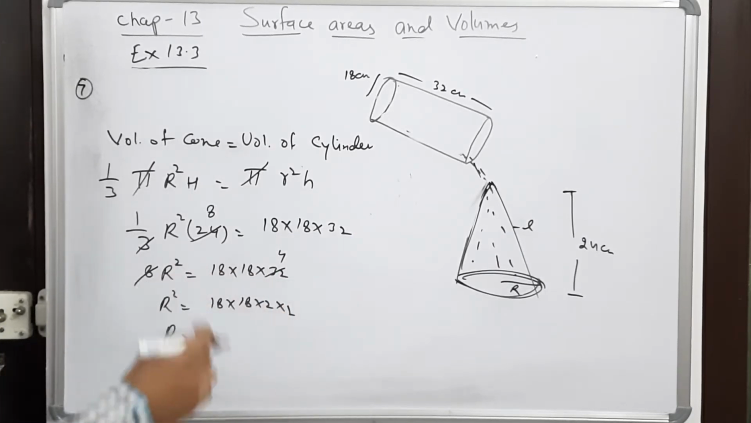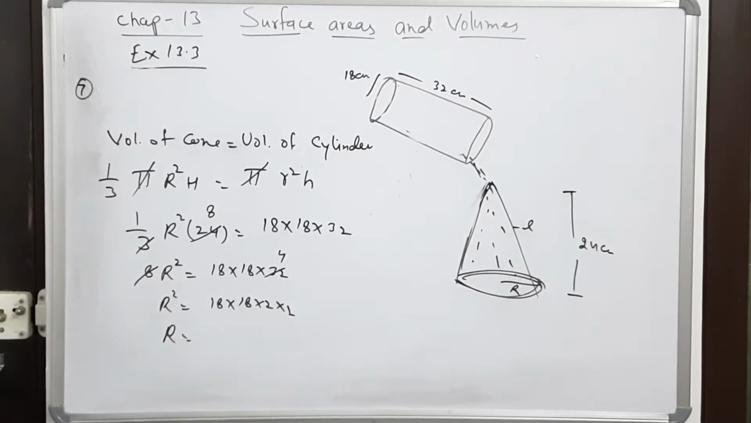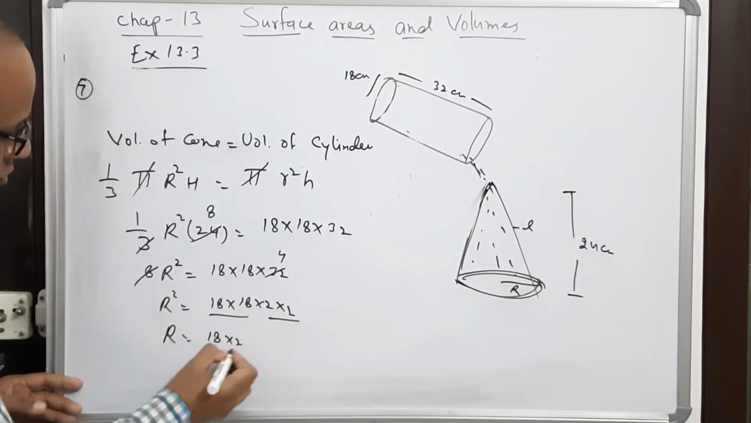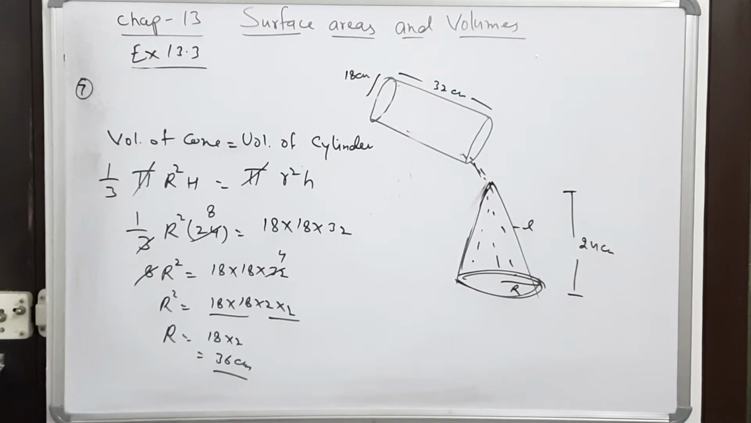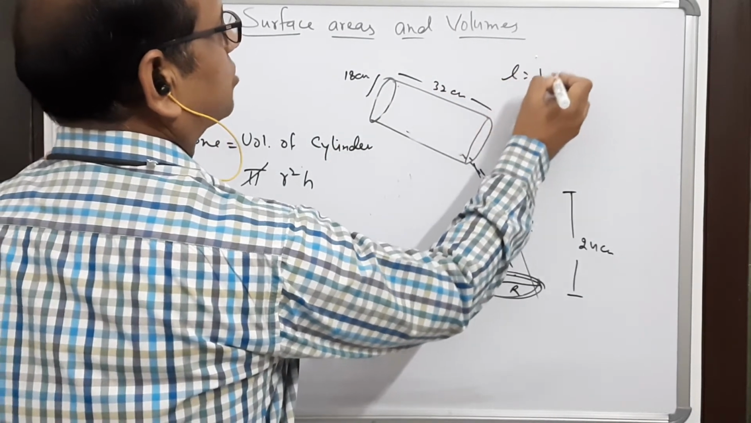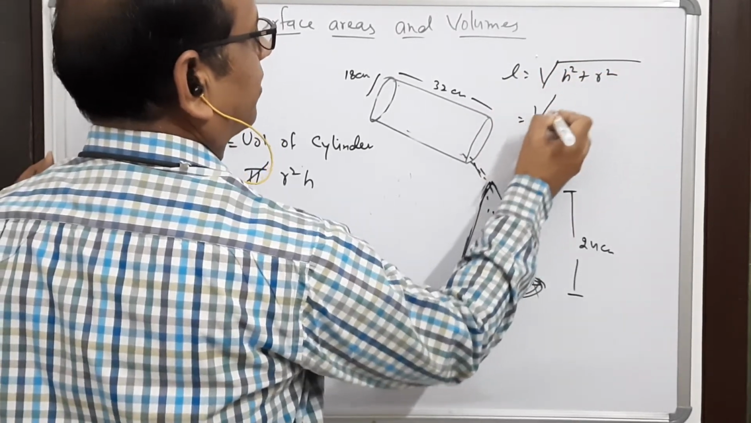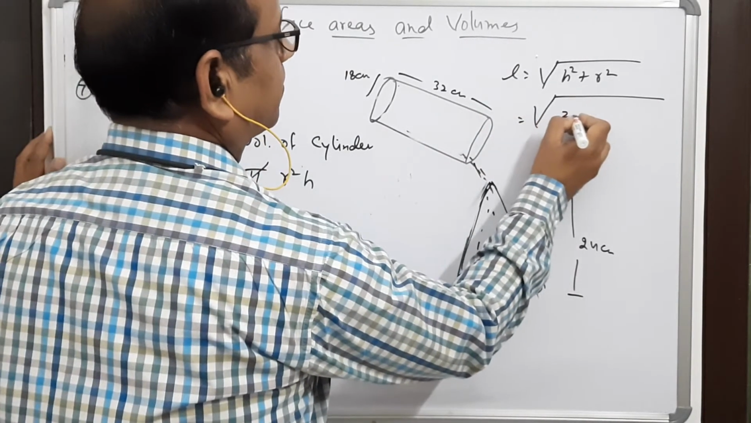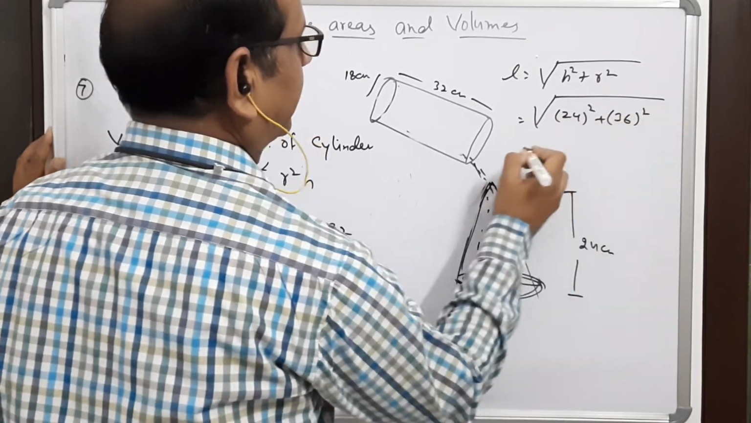It is not required to multiply and then take the square root. I am making it a little easy. So r will be 18 into 2. So the answer is 36 centimeter. Now we have to find the slant height. Please see a very important operation here. The slant height is the square root of h square plus r square. So the height of the cone is 24 square, and the radius is 36 square.